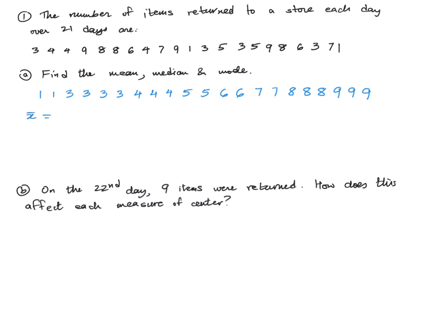I want to add up all the numbers and then divide by the number of numbers. In this case, there were 21 numbers. So I'm going to add them up and then divide by 21. And I'm not going to write 1 plus 1 plus 3 plus 3 plus 3 plus 3 plus 4 plus 4, etc. I'm going to write 1 times 2, because there were 2 1s, plus 3 times 4, because there are 4 3s, plus 4 times 3, because there are 3 4s, etc.